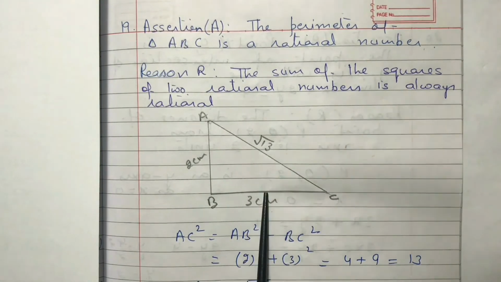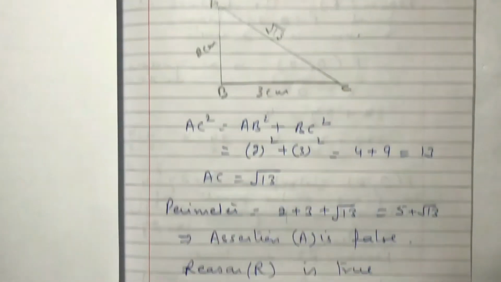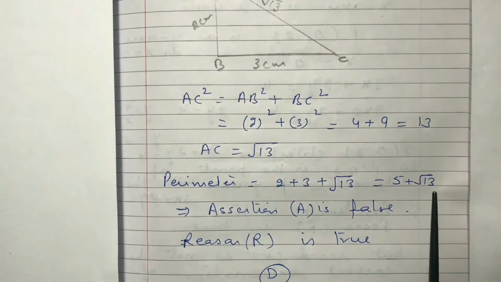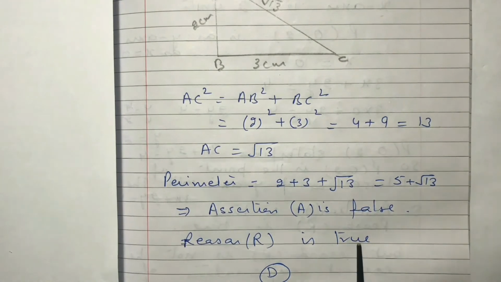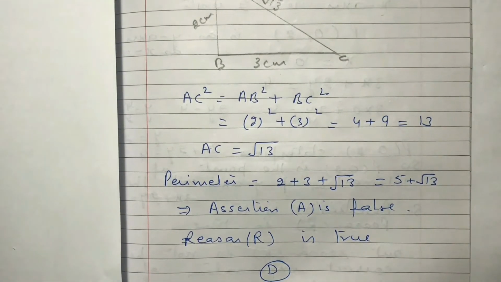So assertion A is false. So perimeter is 5 plus root 13, which is an irrational number. So assertion A is false. Reason R is true. So D is the option.